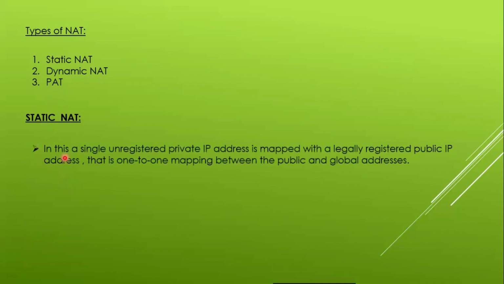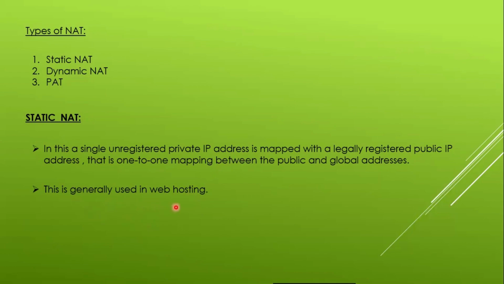In static NAT, a single unregistered private IP address is mapped to a legally registered public IP address. That is a one-to-one mapping between private and public addresses. So let's say there is one PC having a private IP address, so it has to be assigned a public IP address. A translation has to be done to access the internet. If there are two PCs, two public IPs are required. If there are n number of PCs, n number of public IP addresses are required.